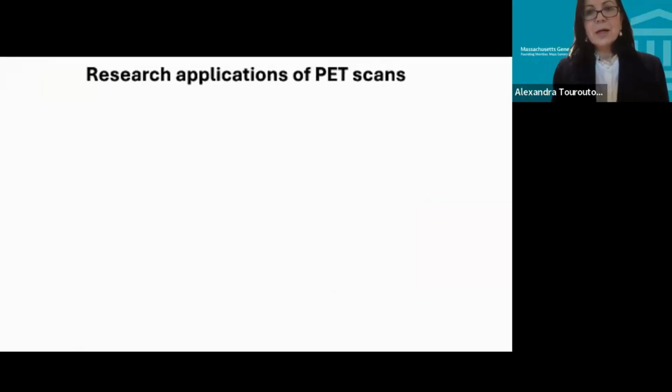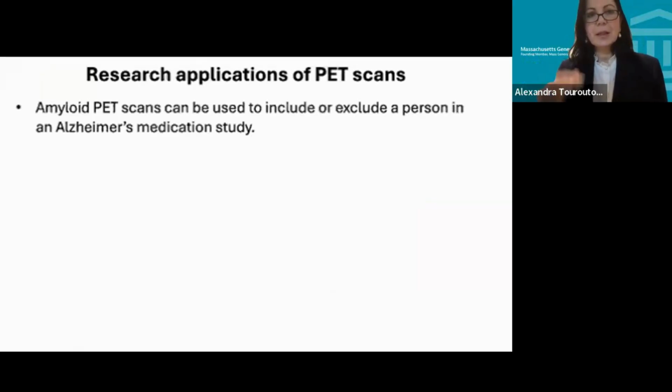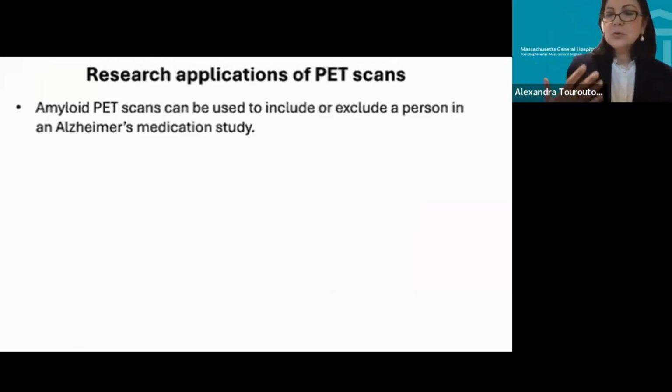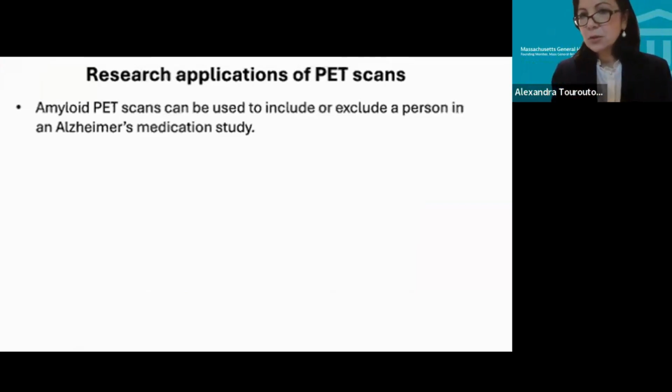So in terms of the research application of PET scans, an amyloid PET scan can be used to include or exclude a person in an Alzheimer's medication study. We know there are a couple of new medications that are antibodies directed against amyloid in the brain. These are the little antibodies that are being injected. They go into someone's brain and latch onto the amyloid, and then they pull it out and excrete it out of the body.